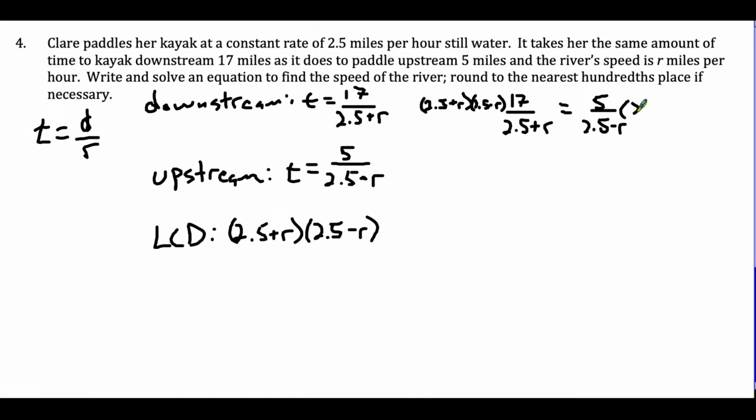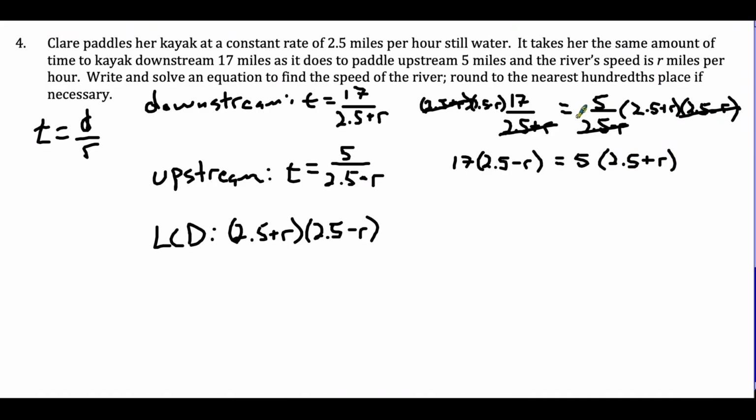And then over here, same thing. 2.5 plus r times 2.5 minus r. And the reason that we do that is so we can see what cancels. On the left side here, my 2.5 plus r's are going to cancel, and I'm just going to be left with 17 times 2.5 minus r. On the right side, my 2.5 minus r's cancel, and I'm just left with 5 times 2.5 plus r. Right? Our goal is to eliminate the fractions. So now all I have to do is distribute and solve.